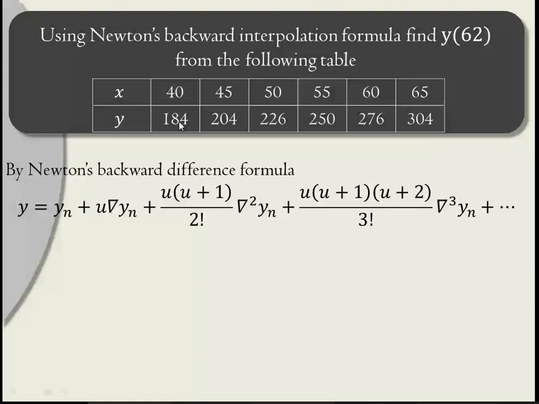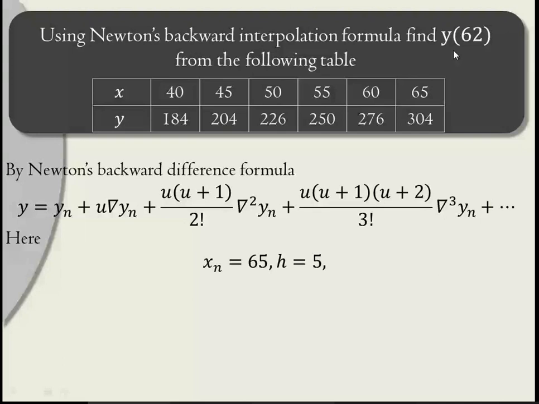Now what is the difference between these values? The difference between any two values of x. Here you can see it is 5. If you take the subtraction of any two successive terms, it must be the same. So here it is 5. So h is 5: 65 minus 60, or 60 minus 55, or 55 minus 50. Any two successive terms you take, the difference between them is h. So the last term xn will be 65, and h is 5.